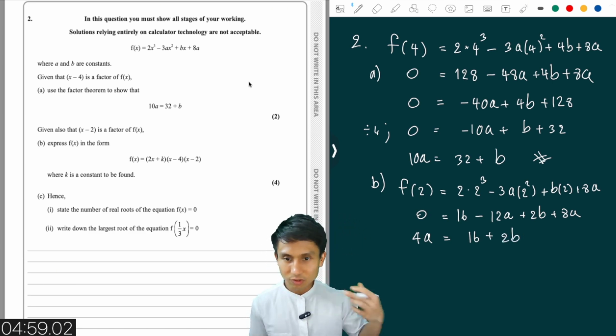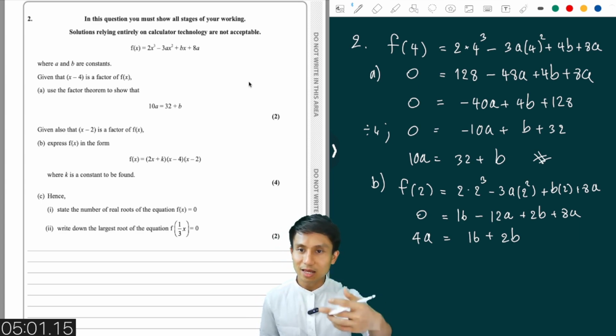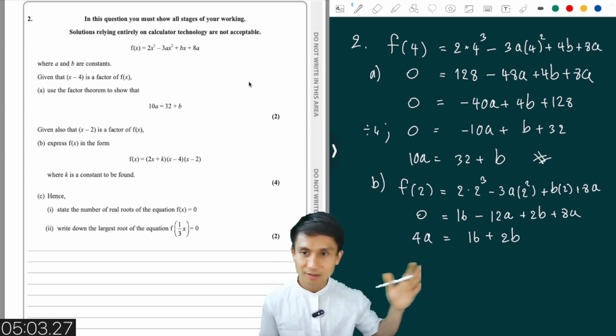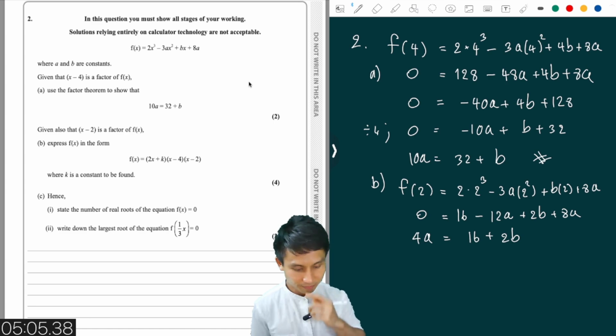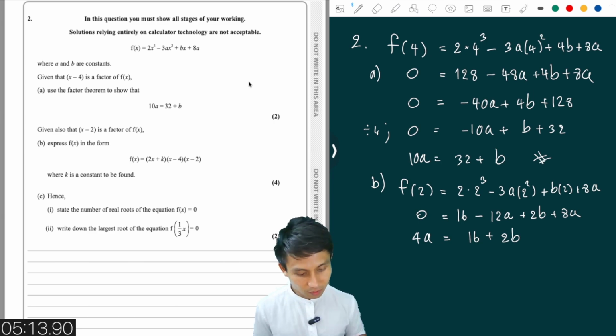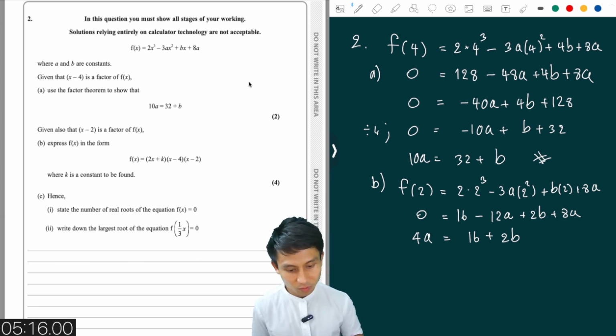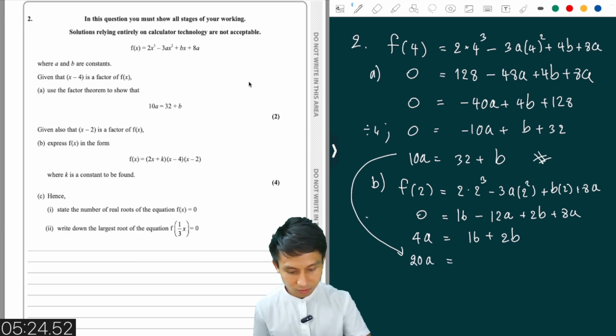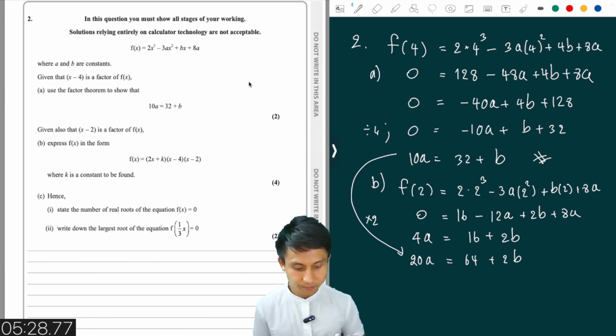So when we solve for the other equation here, we can get the a and the b, and then we can find the other factor there, okay? So, yeah, here we need to solve simultaneously. The way I would do it is to bring this equation down, and then let's multiply that by 2. So we get 20a equals, multiply by 2 here, 64 plus 2b.